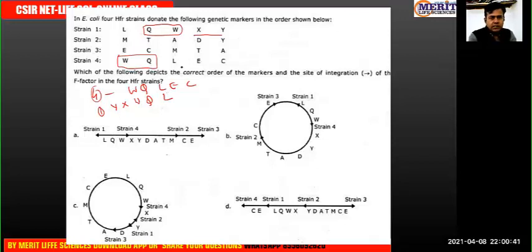So now what is the next common? LE. LE, you can see, na? Here you got the L, here you got the E. So now take strain 3, starting with the E: C, M, T, A. And then only one strain is left, that is 2. Strain 2 starts with M, T, A, D, Y. Now I think this is solved.